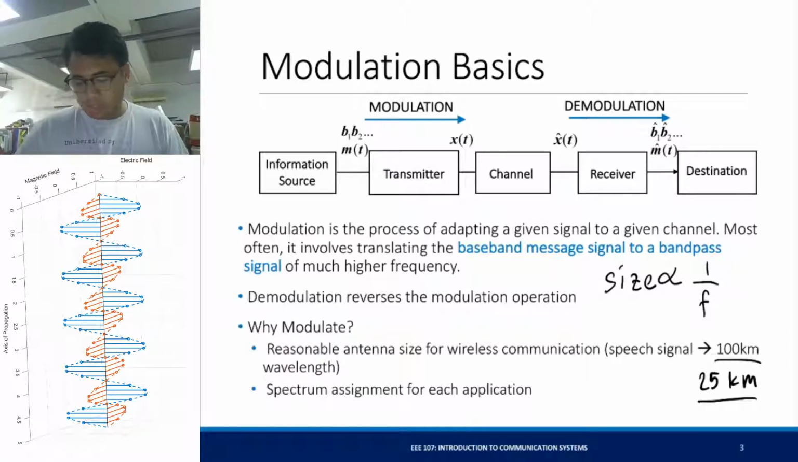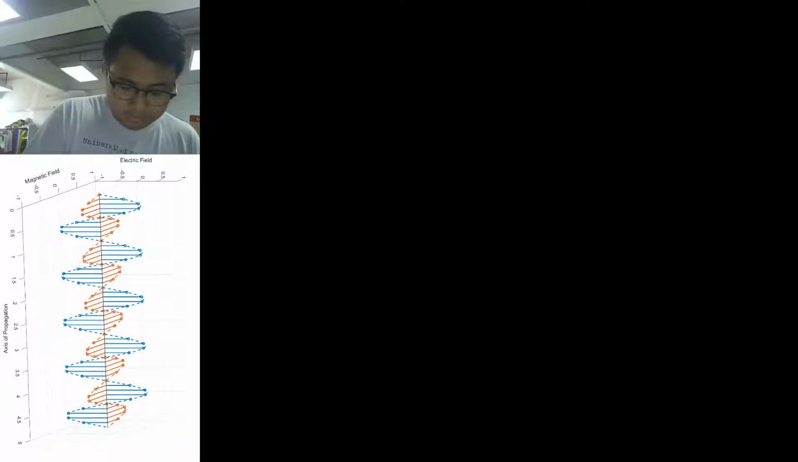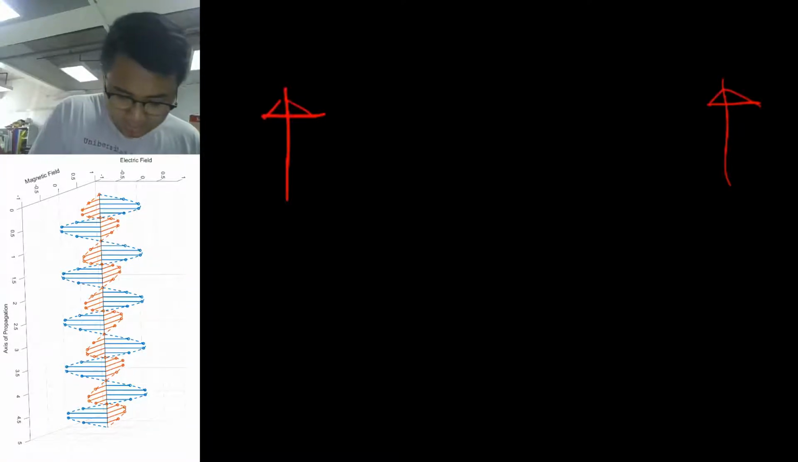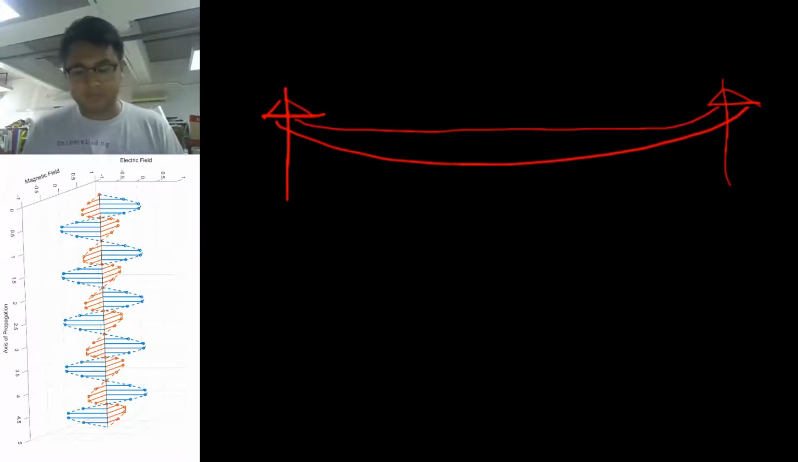If we translate the speech signal to a higher frequency, then we can have a reasonable size for our antennas. So basically, we just want to miniaturize the antenna that we'll use so that we can transmit wirelessly. And it also applies to systems that are wired. So consider the telephone line. I don't know how to draw a telephone line. Maybe something like this. A telephone line has wires connecting two poles, let's say.